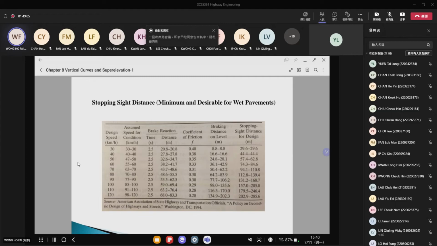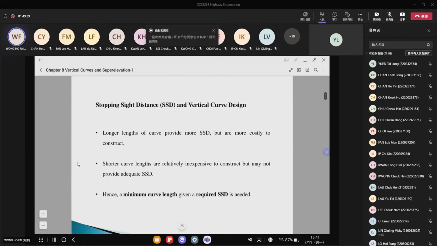So that means if you are driving with a speed of 60, your stopping distance will be around 74.3 to 84.6 meters. So your road should provide this kind of distance in order to avoid accidents. Otherwise, if the distance is shorter than the stopping sight distance, then you will hit the vehicle ahead, and then you will have accidents. So for the stopping sight distance, we should provide enough length, which should be equal to the stopping sight distance, so that accidents can be avoided.